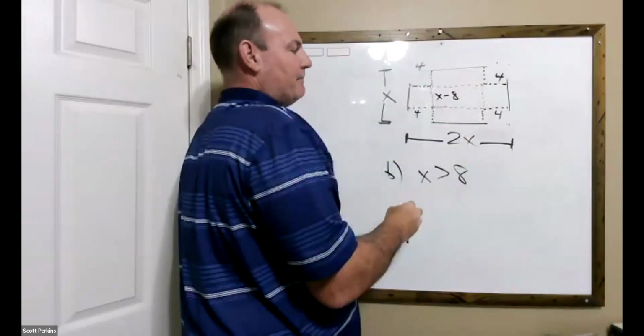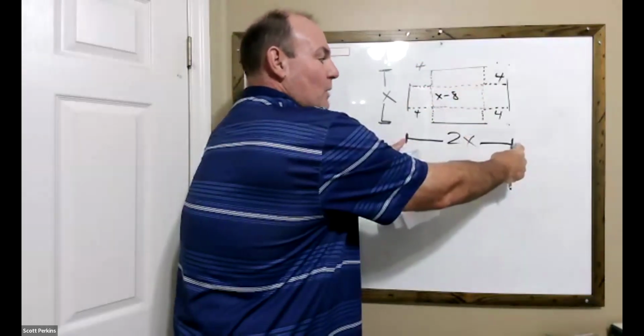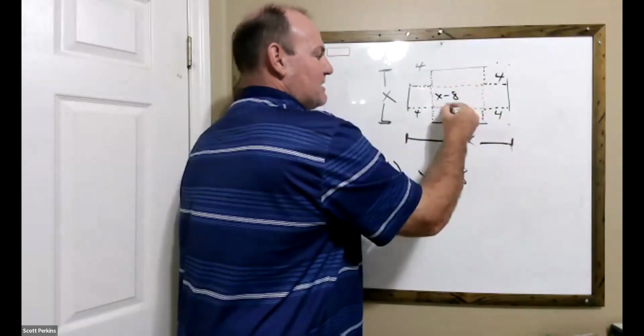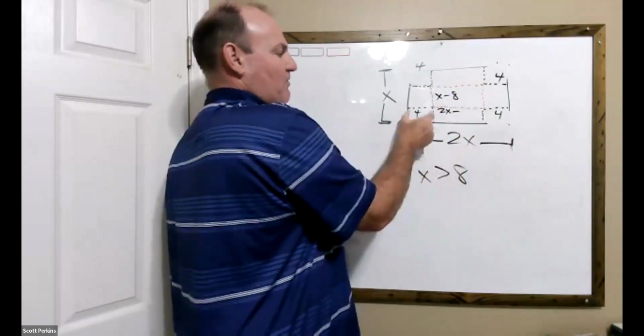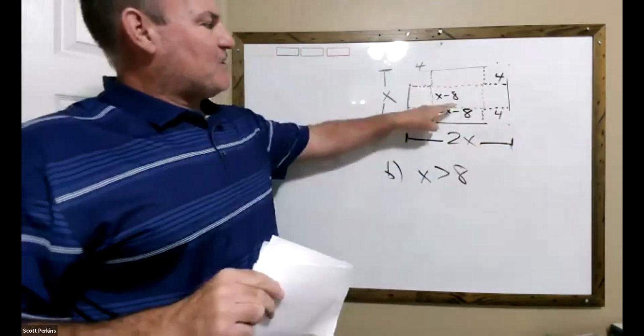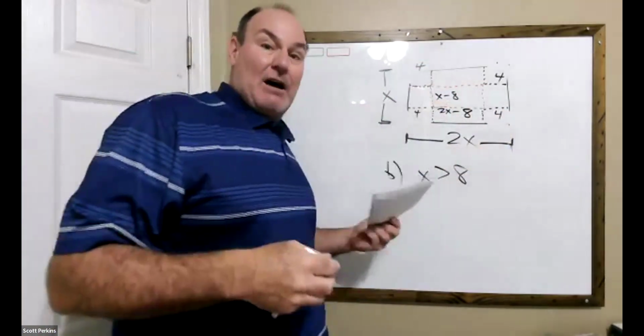That's minus 8. And if this side was 2x, twice that, then this red side is going to be 2x minus 4 on this side and 4 on this side, minus 8. So those are the dimensions of the base of the box.